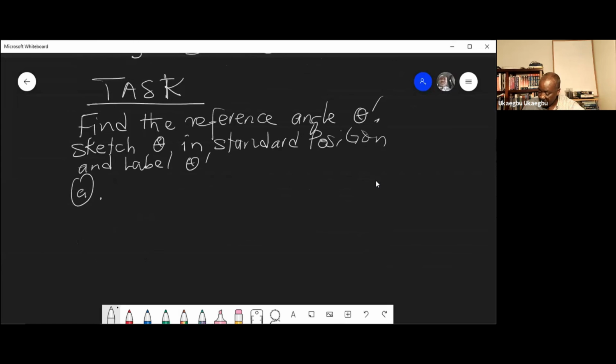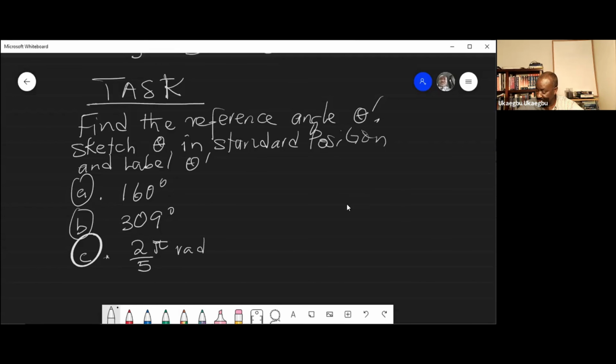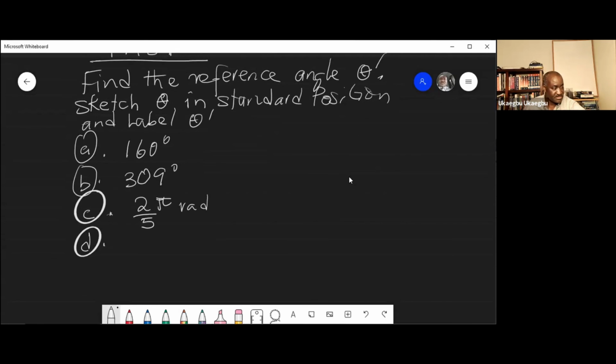So now here are the angles that you are going to find. A would be 160 degree. B would be 309 degree. C would be 2 pi over 5 radian, and D would be 7 pi over 6 radian. Okay, there you go.